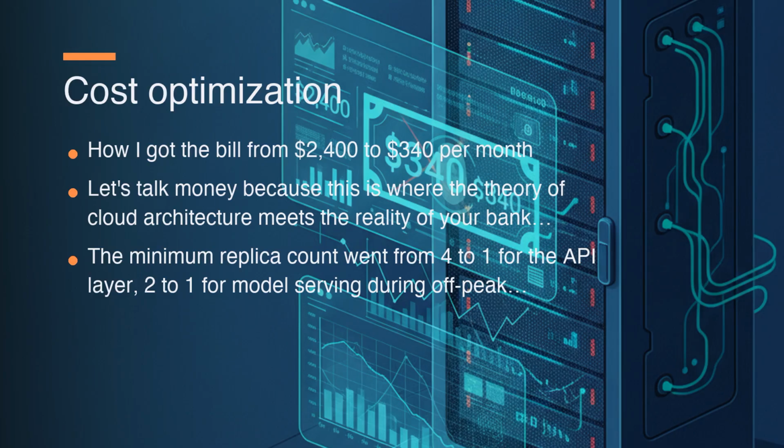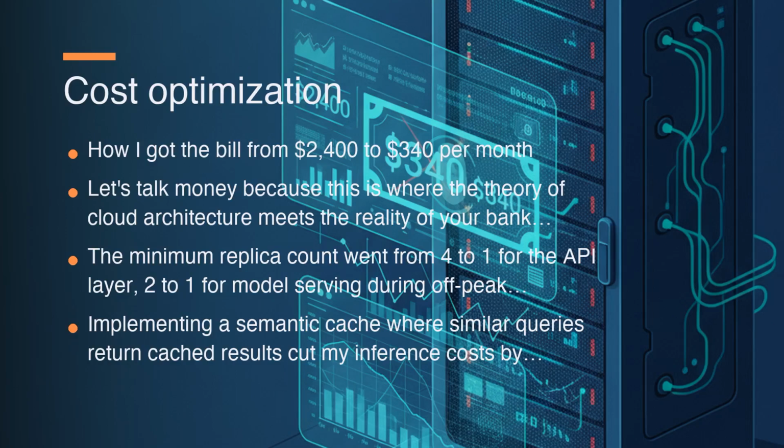Third, caching and deduplication. A huge portion of my inference calls were actually identical requests from the same tenant. Implementing a semantic cache where similar queries return cached results cut my inference costs by roughly 40%. Fourth, time of day scaling. I analyzed my traffic patterns and built custom scaling schedules.